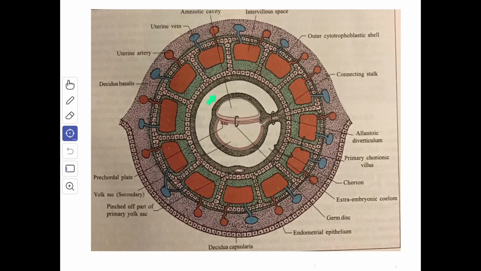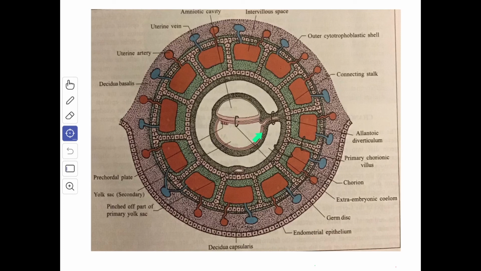The extraembryonic coelom divides the primary extraembryonic mesoderm into two layers, a somatopleuric layer and a splanchnopleuric layer. Both the layers are continuous at the connecting stalk. The somatopleuric layer lines the cytotrophoblast and the amnion. The splanchnopleuric layer lines the yolk sac. So it covers the yolk sac.